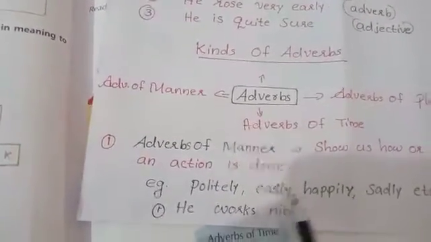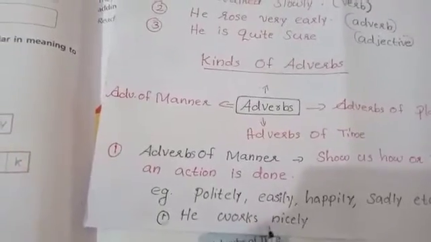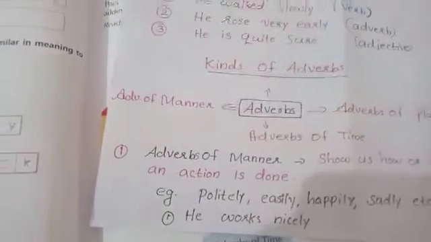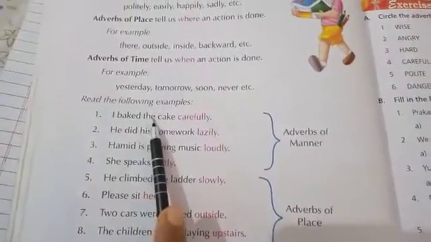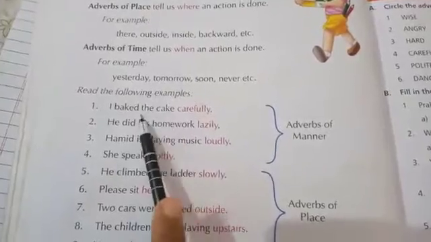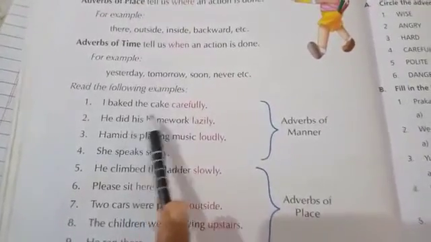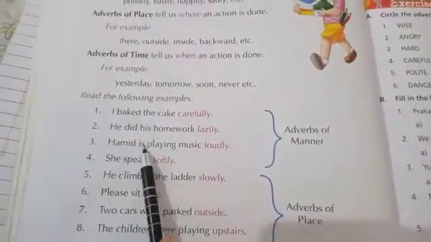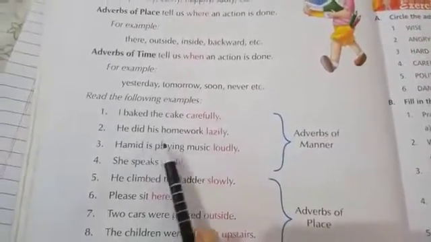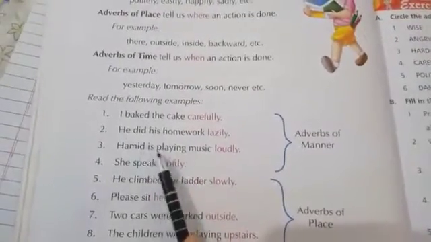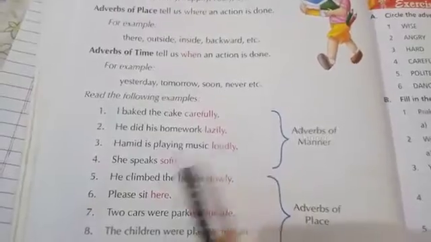Examples: he works nicely. How does he work? Nicely. I baked the cake carefully. How did I bake the cake? Carefully. He did his homework lazily. How did he do his homework? Lazily.